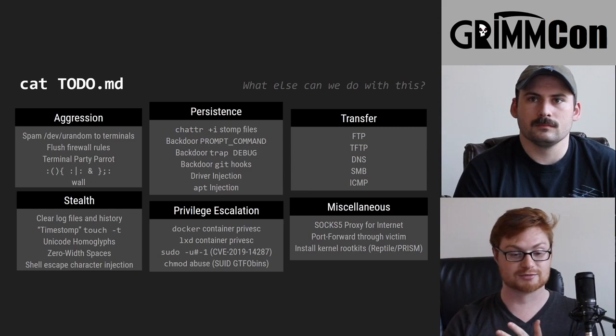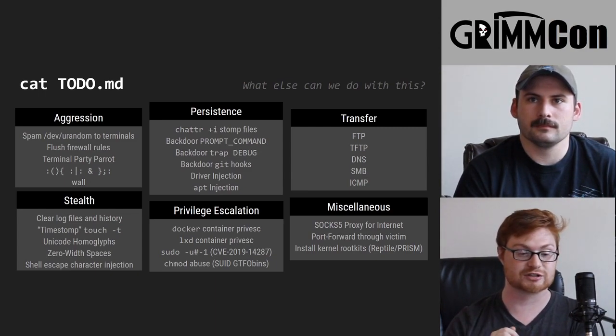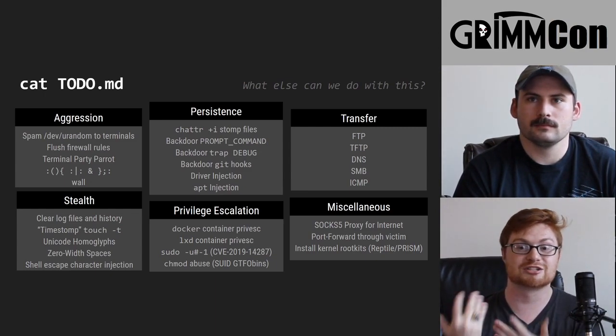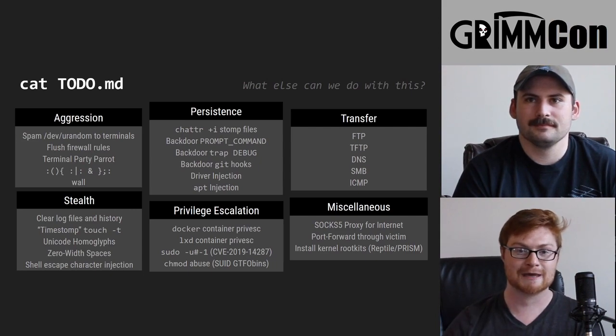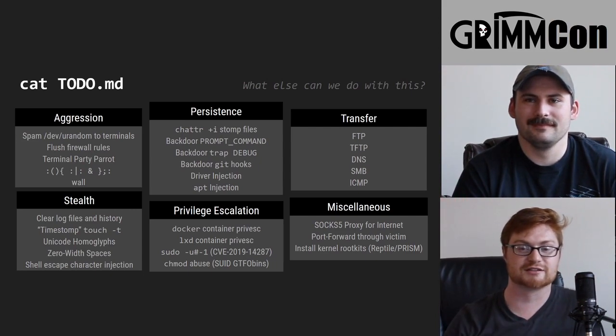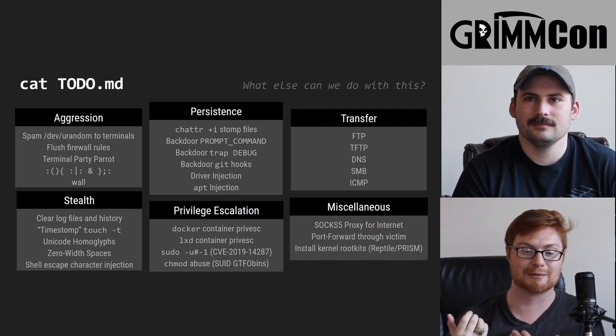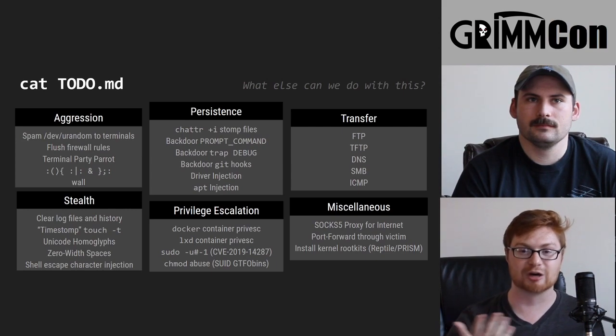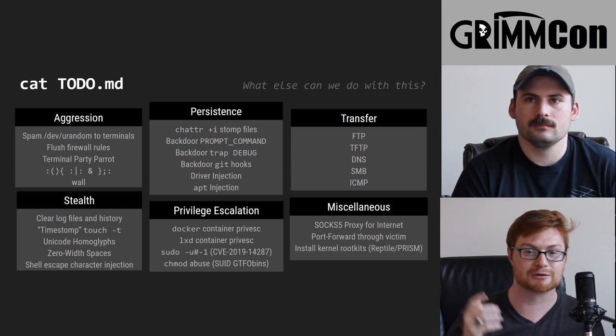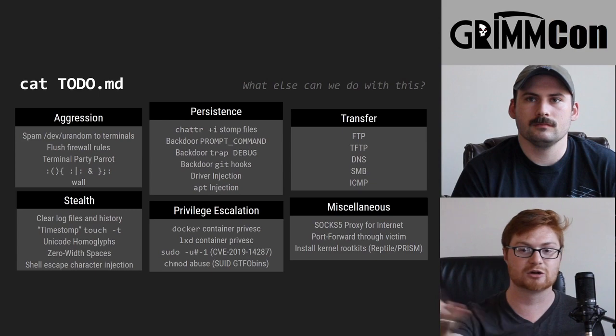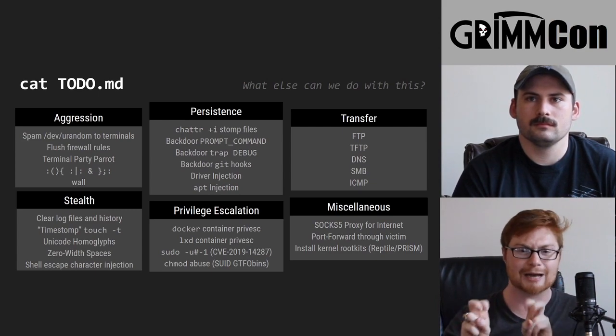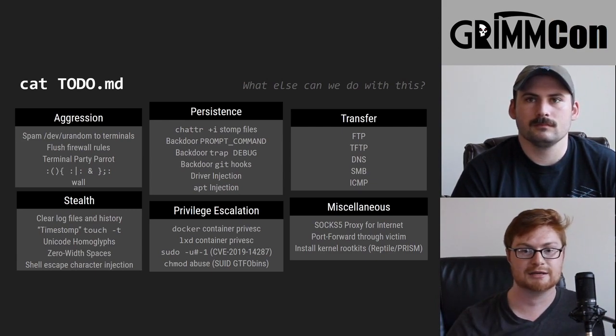Maybe we could write some specific commands or units or modules that could let us do aggression techniques. If we're playing like a King of the Hill game, maybe spam the terminal or the PTS of every user with like dev random, or run terminal parrot, or wall everyone, or fork bomb. Who cares? Maybe you want to be a little bit more stealthy. Maybe you're using this for some actual op, or who knows? Okay, you could clear log files maybe, or do some time stomp commands, like clobbering the timestamp with the touch command on Linux. Maybe hiding files with Unicode homoglyphs or zero width space characters.